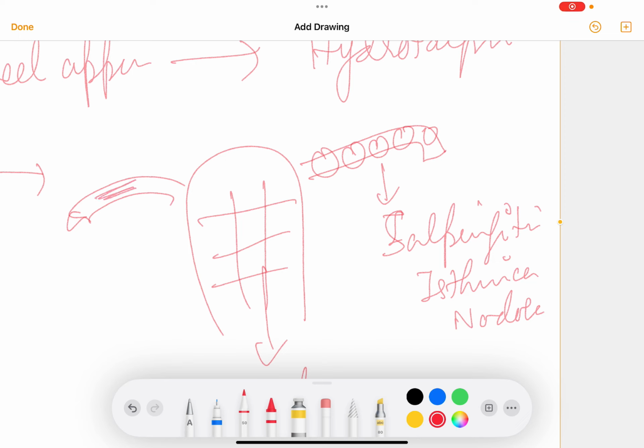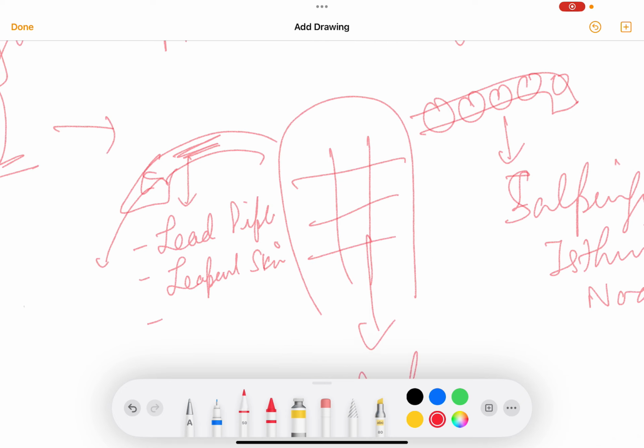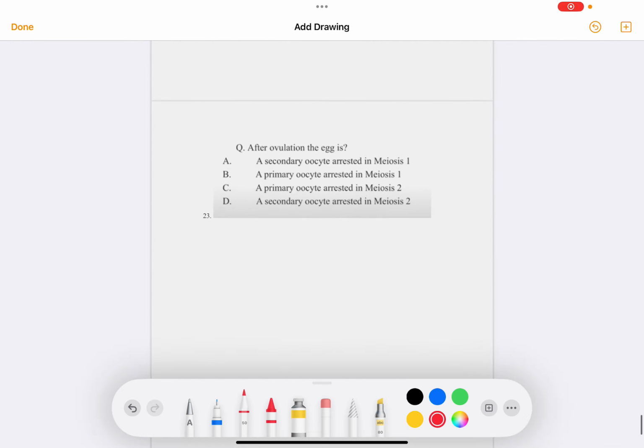Apart from that, you have very thinned out tubes. You can have lead pipe appearance of the tube. You can have leopard skin appearance of the tube. You can have other types of things like tobacco pouch appearance of the fimbria. Okay, tobacco pouch appearance of the fimbria. So these all are specific for genital tuberculosis. These can also be coming.